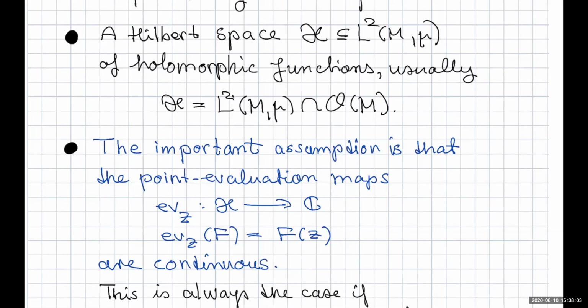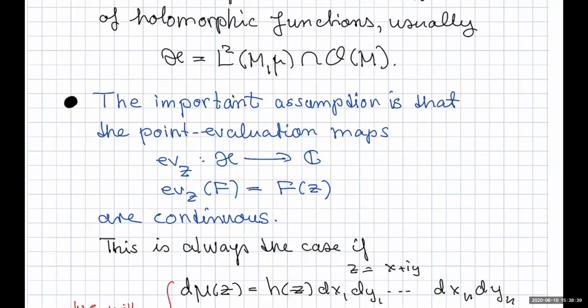I will maybe talk a little about that. And the important assumption that we want to have is that the point evaluation maps, where we evaluate the function at a point z, are continuous linear functionals on the Hilbert space. Okay, so here it is really needed that we are looking at the space of continuous functions. We cannot think about all the L2 functions because the point evaluation does not make sense.